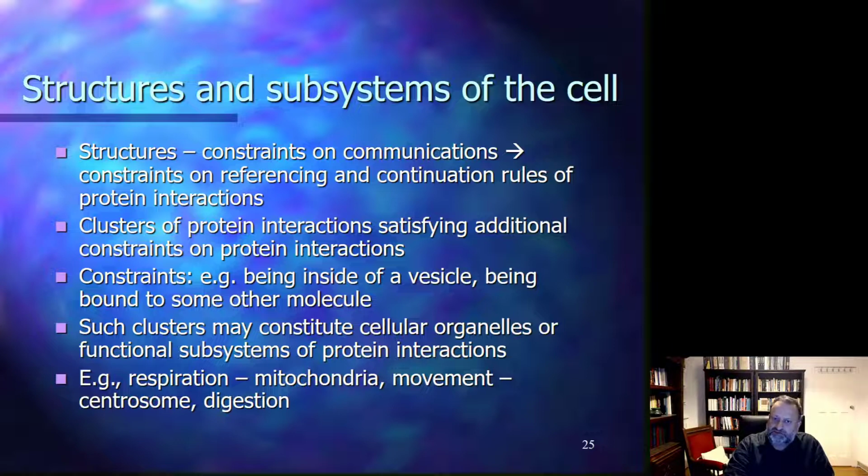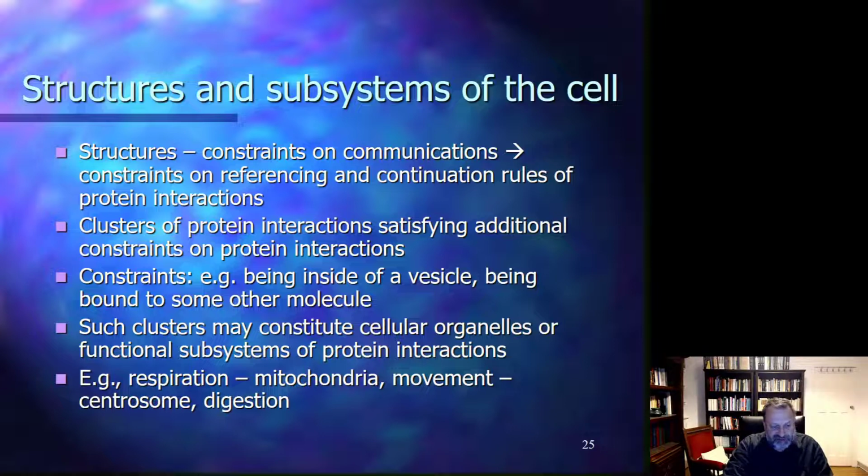Now, structures, as we said, these are constraints on communications, constraints on referencing and continuation rules. In the context of the cells, these structures are particular constraints that apply to protein interactions, which constrain them and make them either more or less likely to happen. And these constraints can be, for example, that certain proteins have to be inside of a vesicle, where potentially the pH is regulated up or down depending on what is needed to facilitate certain molecular interactions.